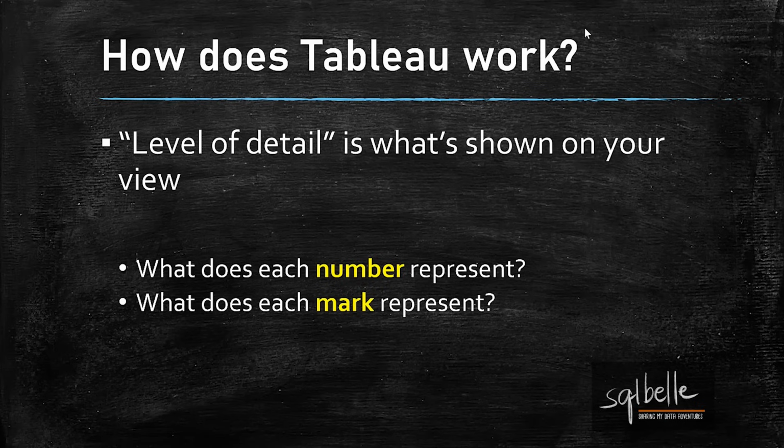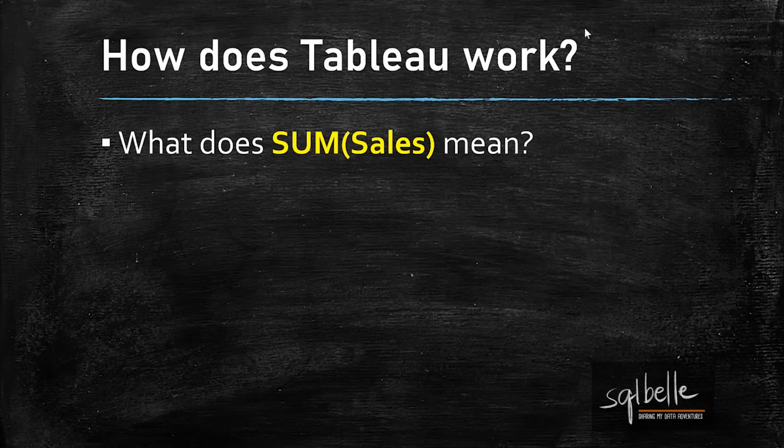So how does this tie back to Tableau? Tableau works natively like this. The level of detail in Tableau is what's being shown on your view. Every number that you see or every mark that you see is actually the level of detail in Tableau by default. We're going to jump to Tableau shortly to demonstrate this, but think about it. When you drag over a measure, for example, sales, by default it gets aggregated in your view, it's sum of sales.